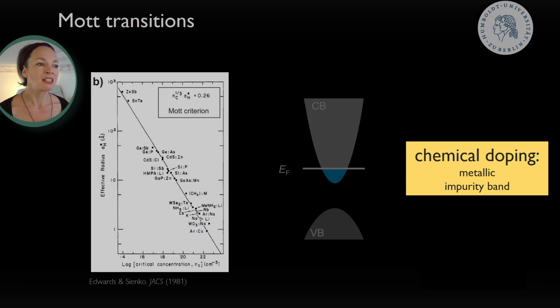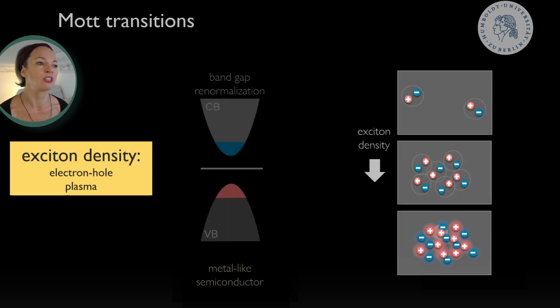And this is a transition that occurs really in most semiconductors. It just depends on the critical doping concentration, and then you can make nearly every semiconductor a metal by chemical doping. The other Mott transition that I would like to discuss is the exciton Mott transition.